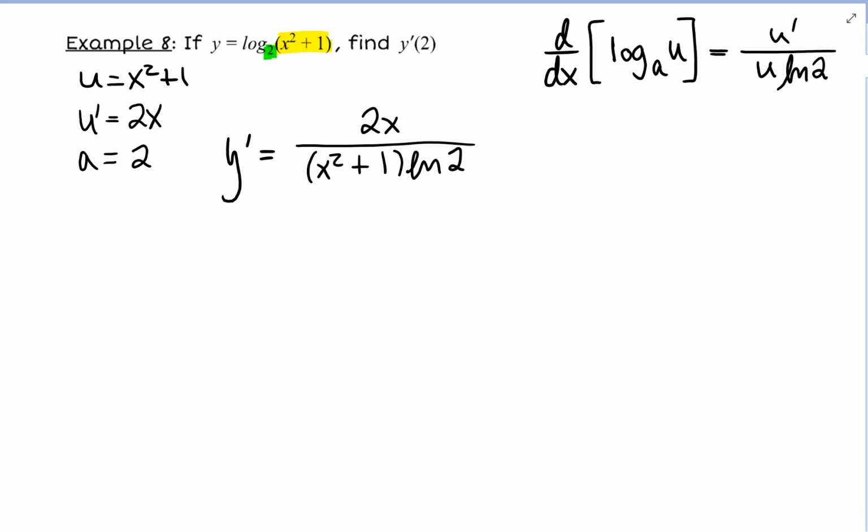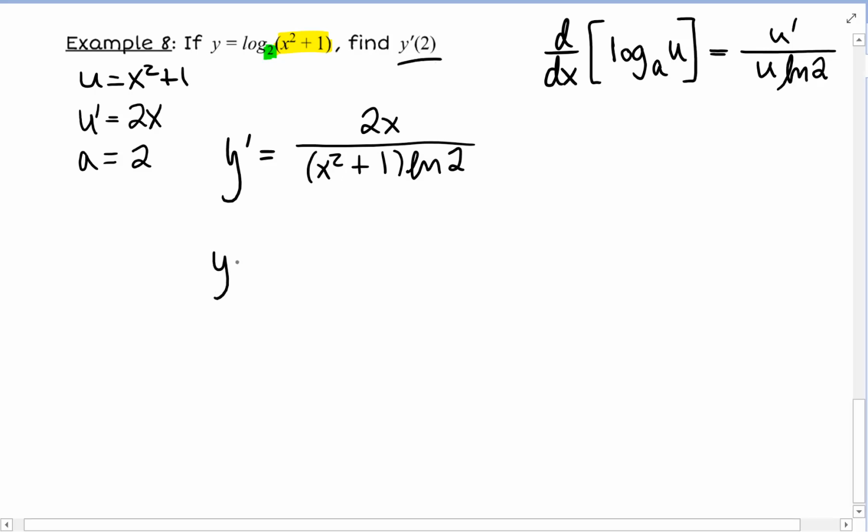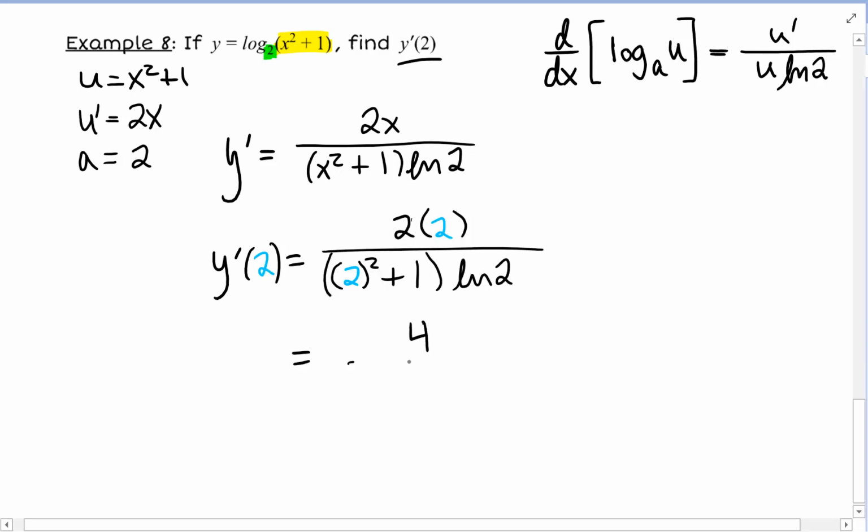And that's the derivative. Since they asked us to find y prime at x equals 2, we'll plug in 2. And that will simplify to be 4 over 4 plus 1, so 5 natural log of 2. And we're just going to leave it in terms of natural log.